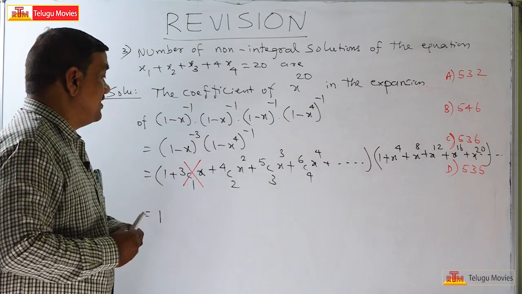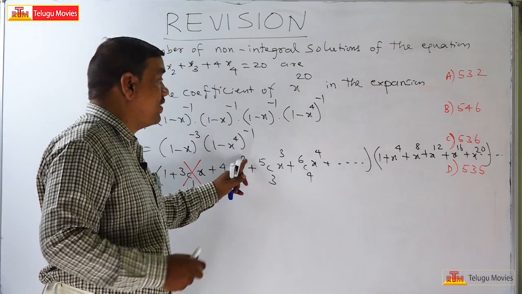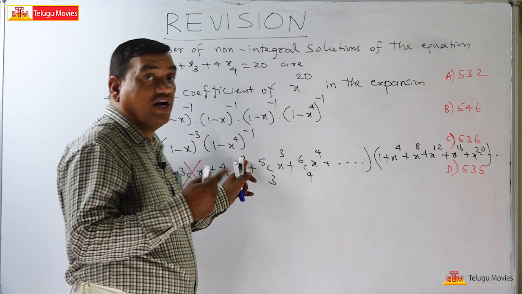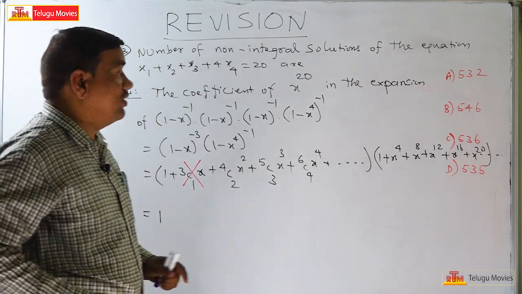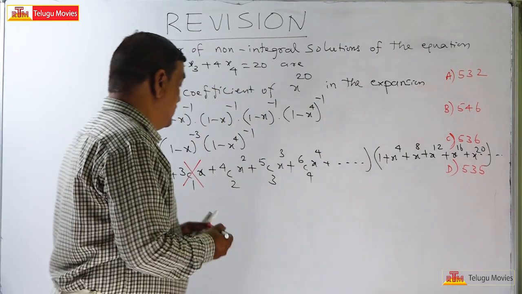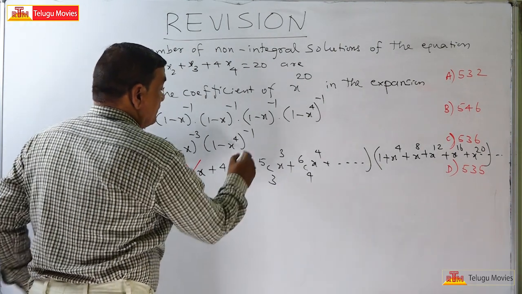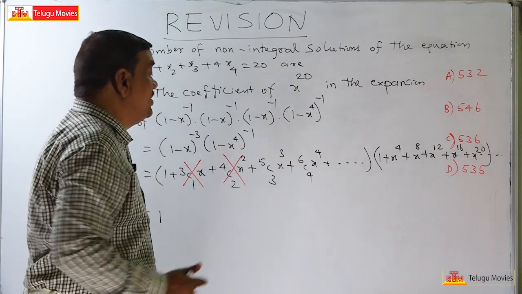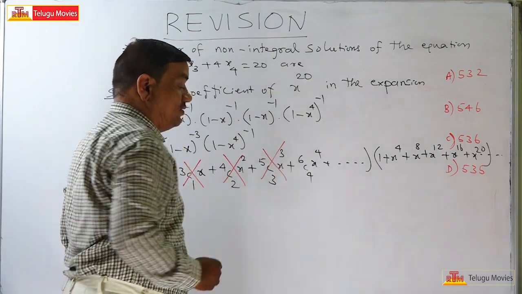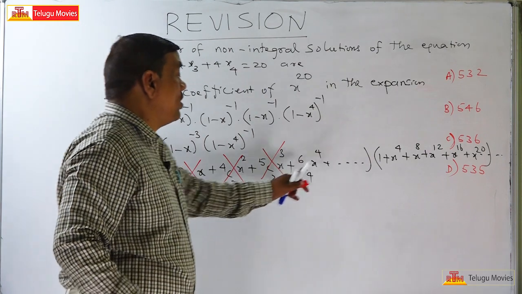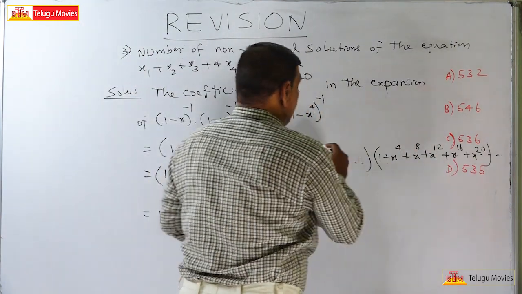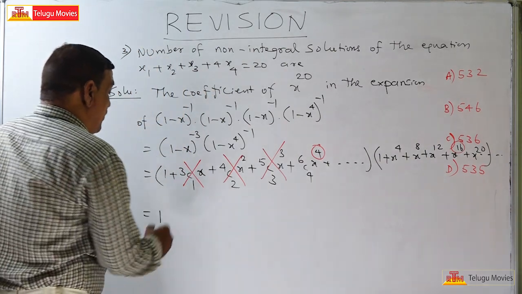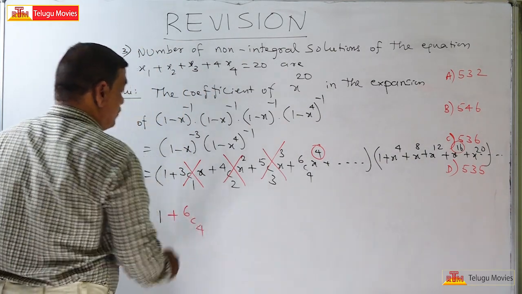X square is there. X square means x power 18 should come from the other factor, but 18 cannot come because it is not a multiple of 4. So from this also you won't get. X cube means 17 you have to get, so from this also you won't get. Understand? X to the power of 4, here x to the power of 16, so 4 and 16. Therefore plus 6c4.